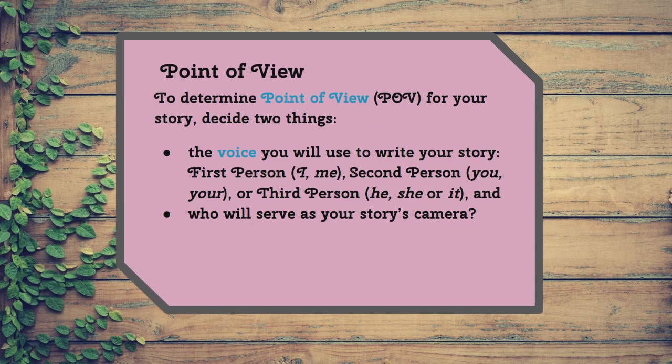Point of view. To determine point of view or POV for your story, decide two things. The voice you will use to write your story, such as first person, using I, me. Second person, using you, your. Or third person, using he, she, or it. And who will serve as your story's camera?